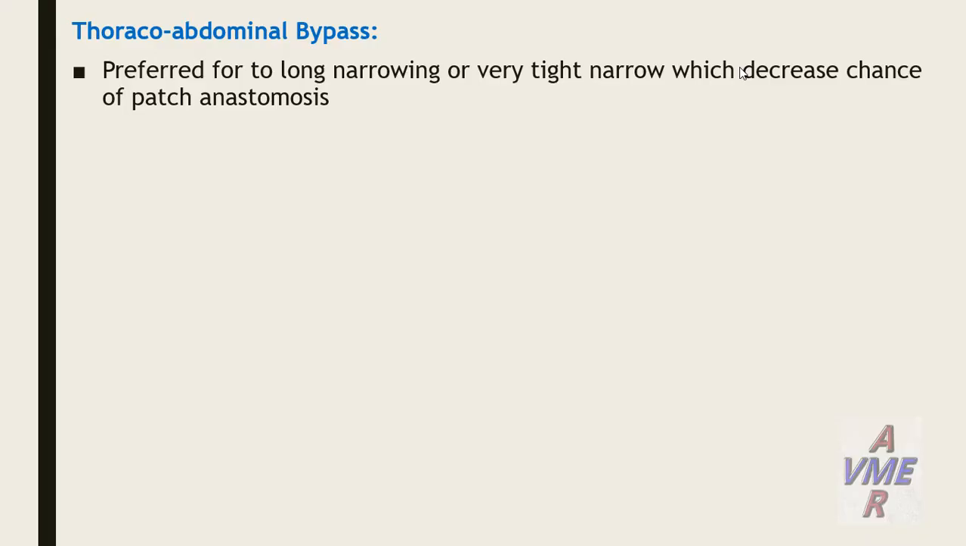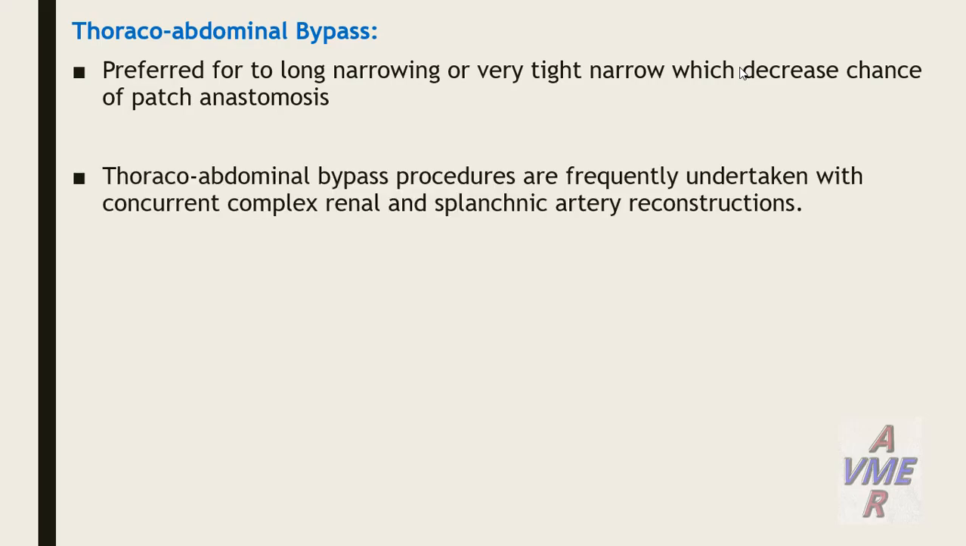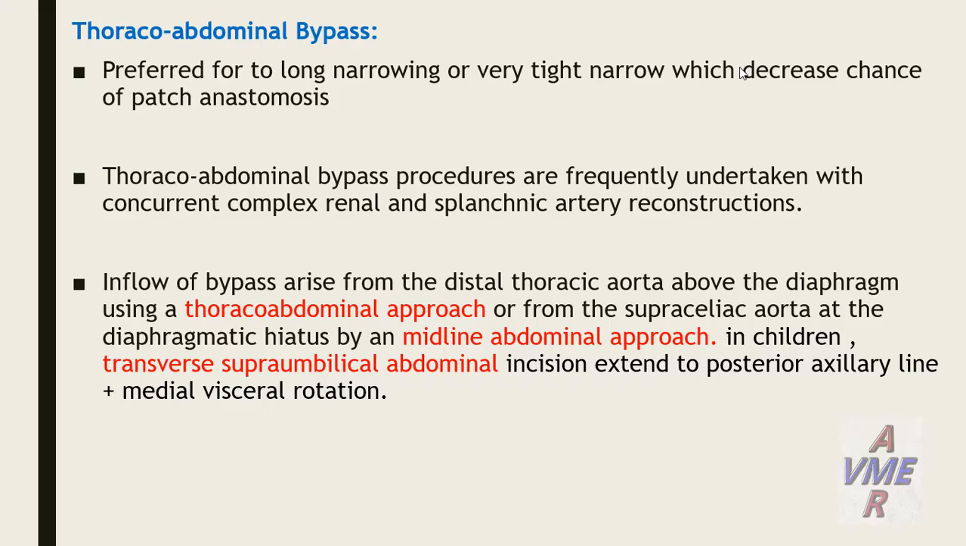Thoracoabdominal bypass is preferred for long narrowing or very tight narrowing, which decreases the chance of a bulge at the anastomosis. Thoracoabdominal bypass procedures are frequently undertaken with concurrent complex renal and splanchnic artery reconstruction. The inflow of the bypass arises from the distal thoracic aorta above the diaphragm using a thoracoabdominal approach, or from the supraceliac aorta at the diaphragmatic hiatus by midline abdominal approach, and in children, transverse supraumbilical abdominal incision extended to the posterior axillary line plus medial visceral rotation.